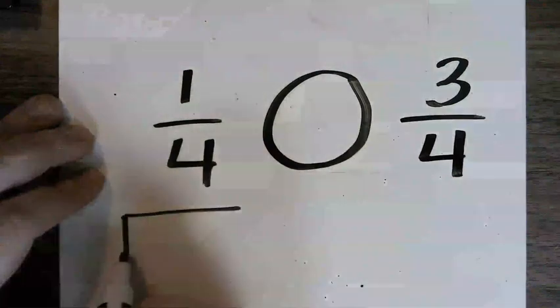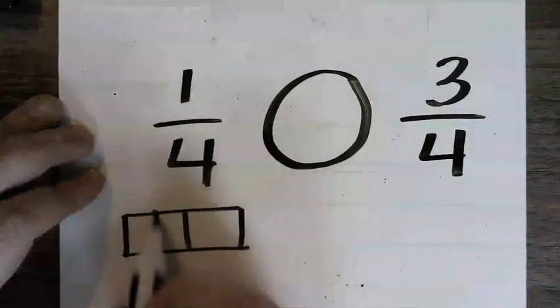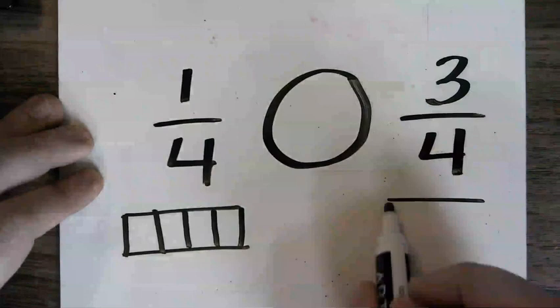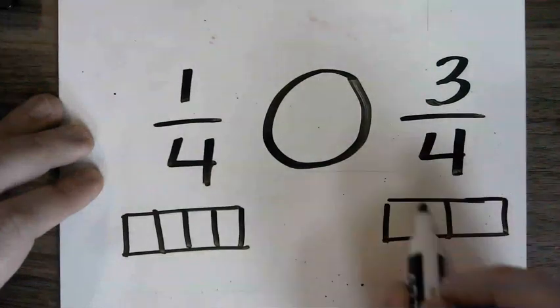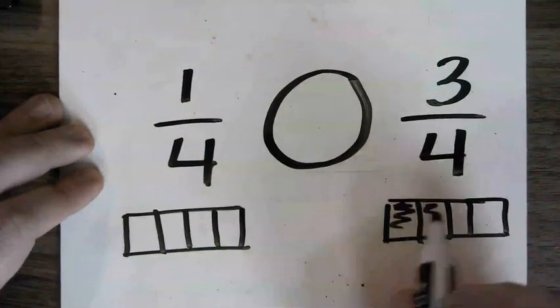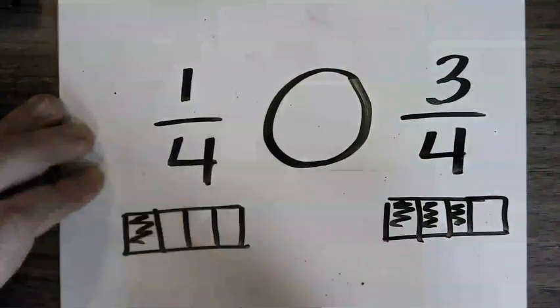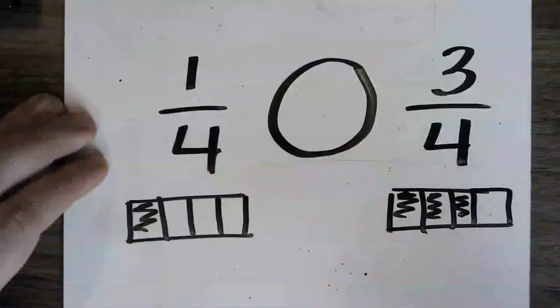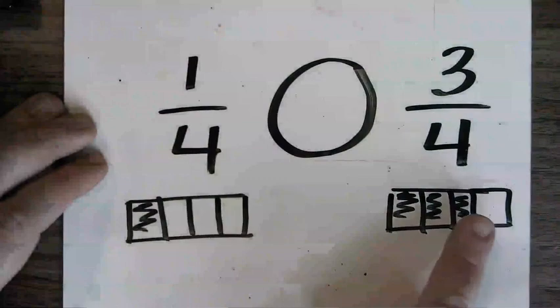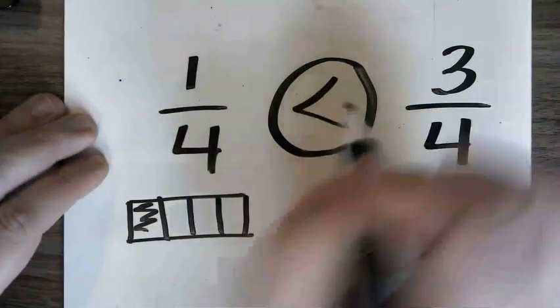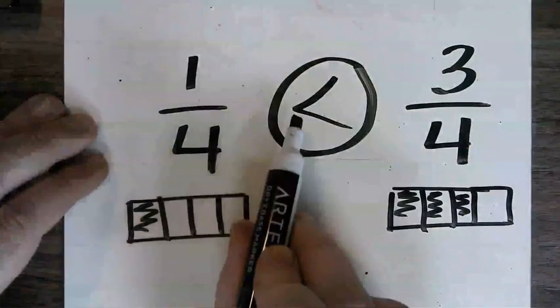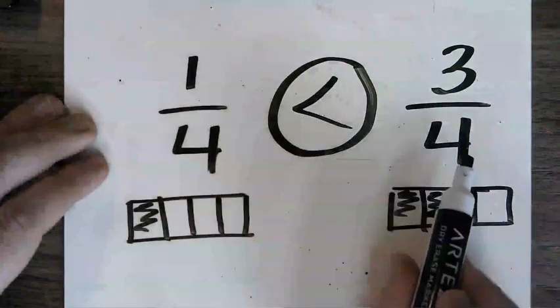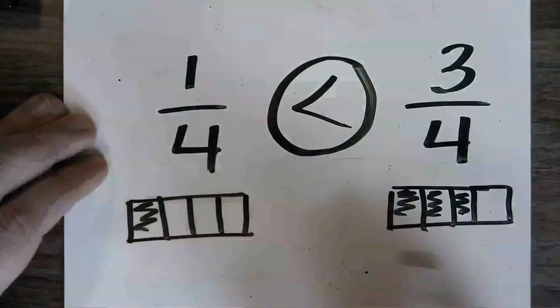Well, our benchmark fractions actually help us out when we're trying to figure those types of things out. But just for right now, just for this example, I'm going to go ahead and shade these in. Which would my alligator want to go for? It would want to go for this one over here because it's got more, right? So we would say 1/4 is less than 3/4. And that is true. We can see it right here.